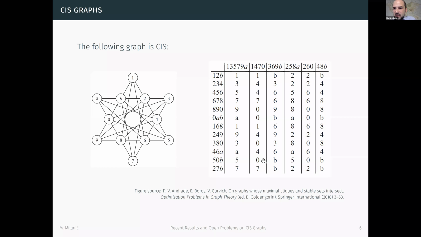A clique and a stable set can never intersect in more than one vertex, because here we have all pairwise adjacent vertices and all pairwise non-adjacent. This is an example taken from the chapter by Andrade, Boros, and Gurvich, which is a really nice survey on CIS graphs published 2 years ago.